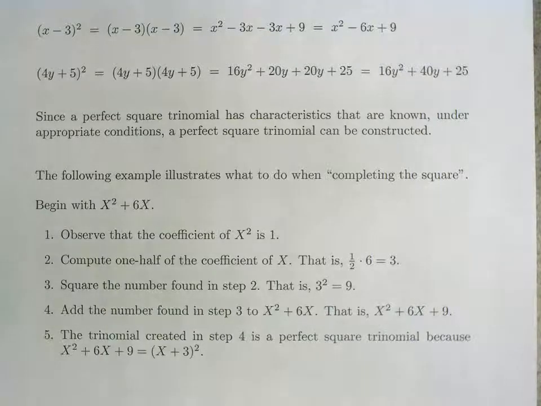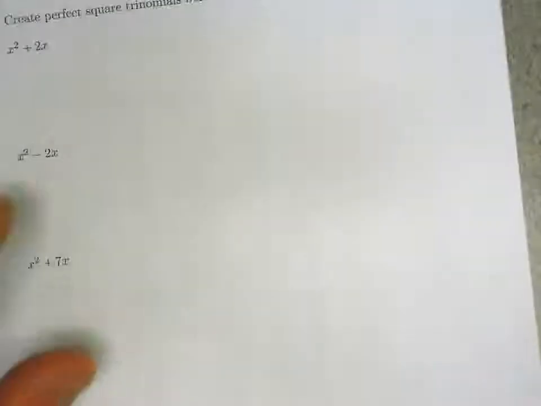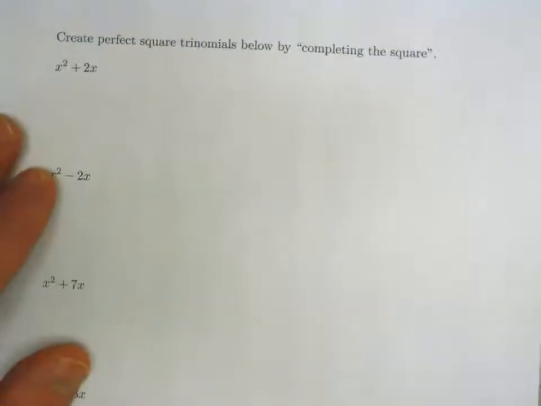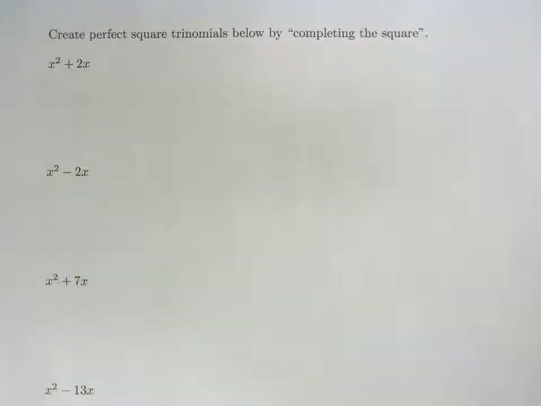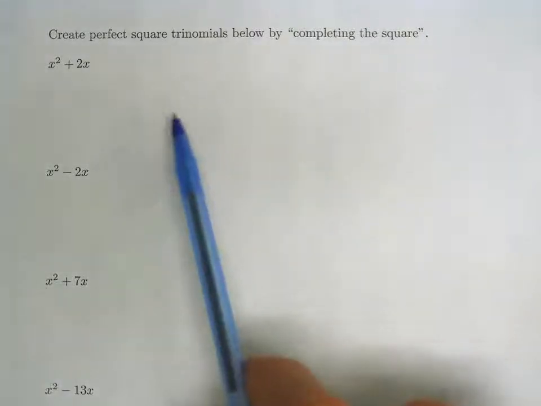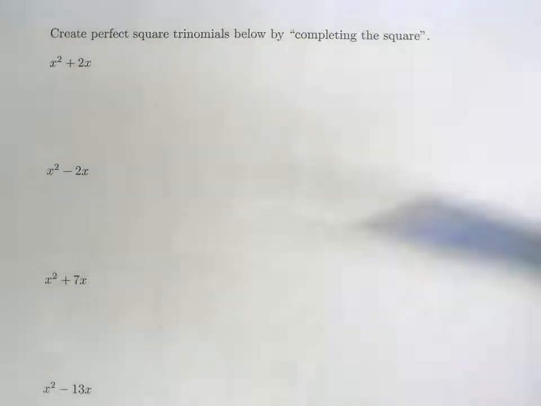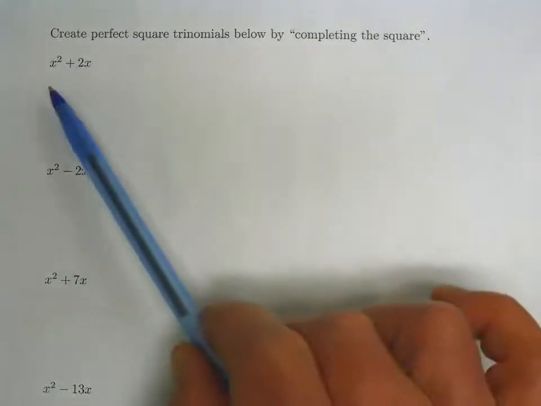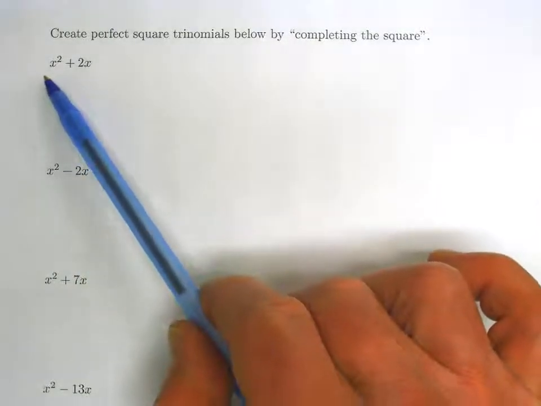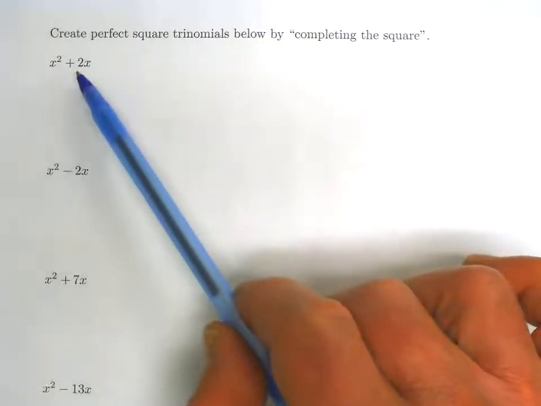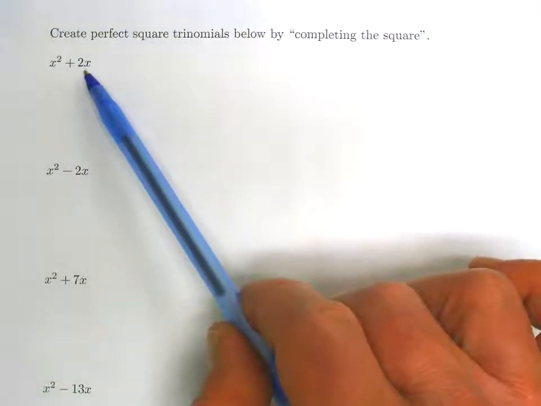Okay, we'll do a number of examples where we create perfect square trinomials. So this will give us a bunch of practice. So create perfect square trinomials below by completing the square. Okay, first note, the coefficient of x squared is 1. The coefficient of x is 2.